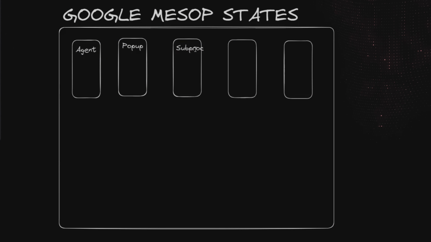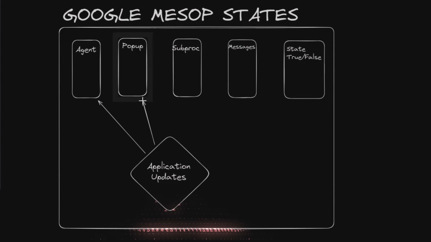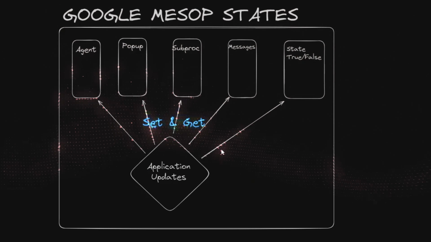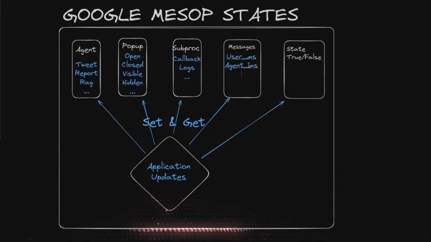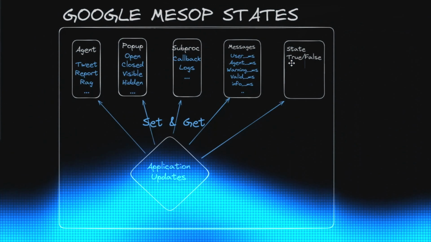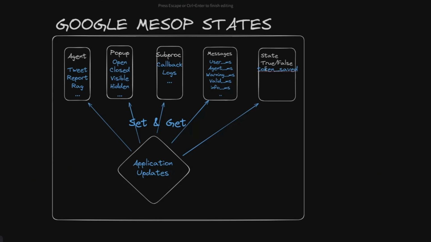So how does it work? So let's say you have different states, custom ones, and for the agent, for the pop-up, for the sub-processes, the messages, the state, to say booleans, true or false. You have the application down there. It's going to be setting those variables, saving them into the state. And another part of the application is going to be getting those variables and updating those variables or clearing those or initializing, putting it back at the initial state.